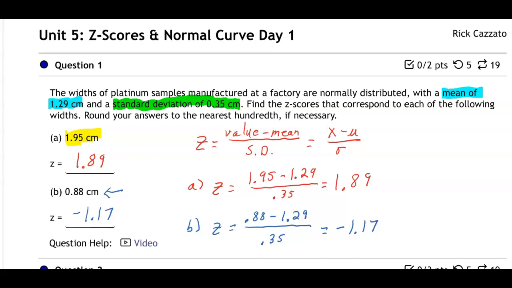Now it's important when you use your calculator, if you're typing this in, you want to put parentheses around the numerator. And then the other thing we want to talk about is how do we interpret the 1.89. The interpretation of the 1.89 in this particular case is the measurement of 1.95 centimeters is 1.89 standard deviations above the mean. The interpretation of the negative 1.17 is the measurement of 0.88 centimeters is 1.17 standard deviations below the mean.